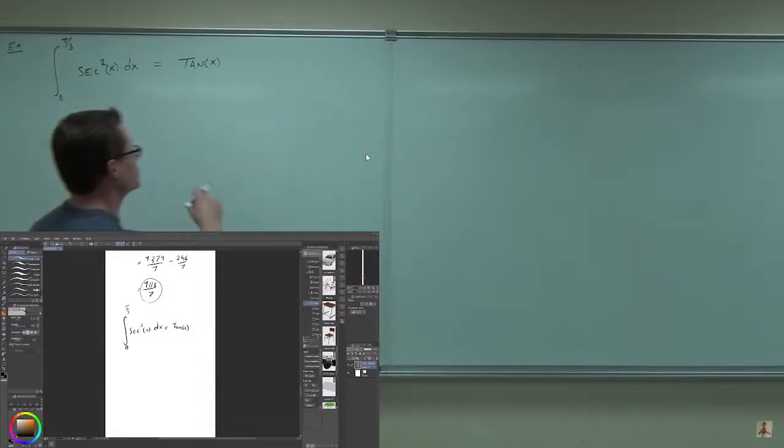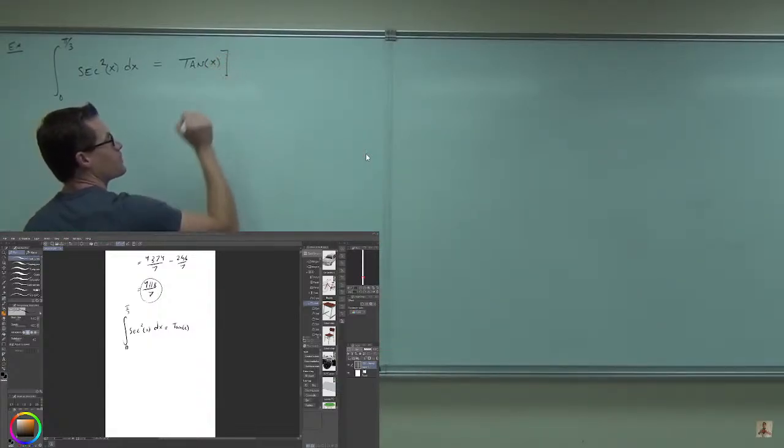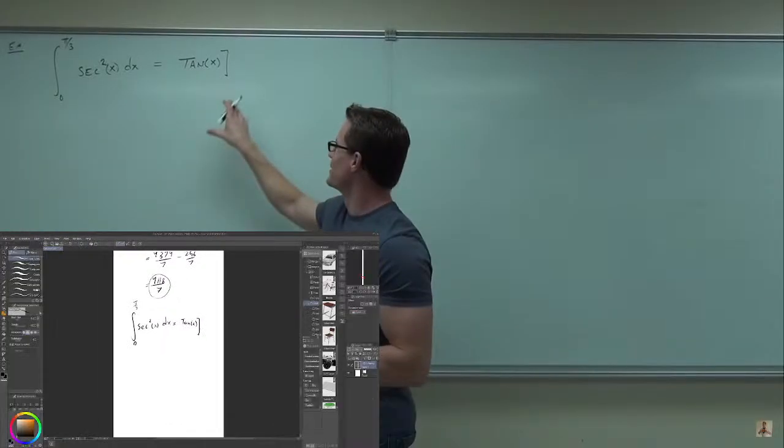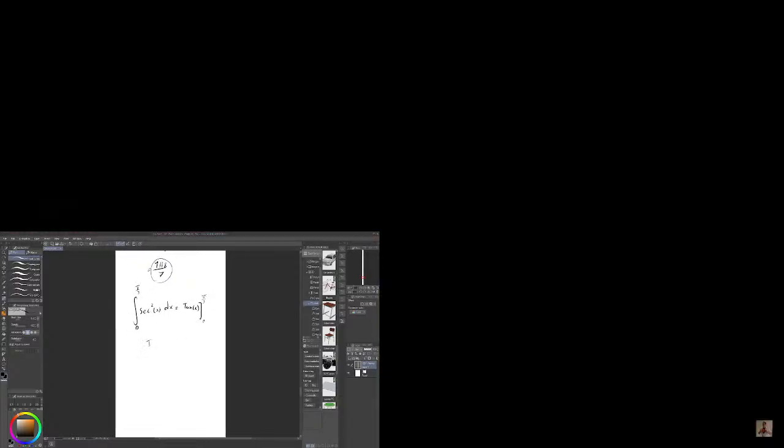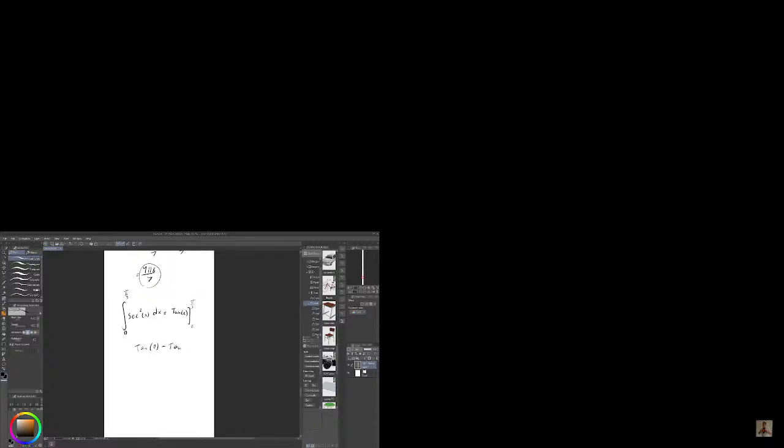What you do is you have this first, and then you put up the evaluation symbol. You go, okay, I'm evaluating from 0 to pi over 3. So you show me what the integral is, you show me your bounds of evaluation, and then you plug them in. Which one do you plug in first, 0 or the pi over 3? Okay. So what this says is tangent of pi over 3 minus tangent of 0.